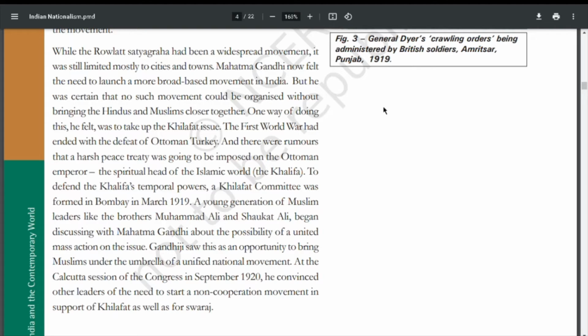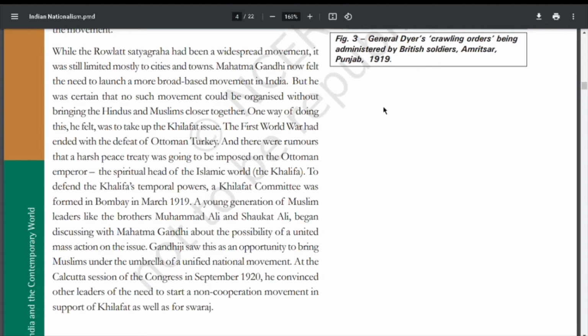The First World War had ended with the defeat of Ottoman Turkey, and there were rumors that a harsh peace treaty was going to be imposed on the Ottoman Emperor, the spiritual head of the Islamic world, the Khalifa. To defend the Khalifa's temporal powers, a Khilafat Committee was formed in Bombay in March 1919.